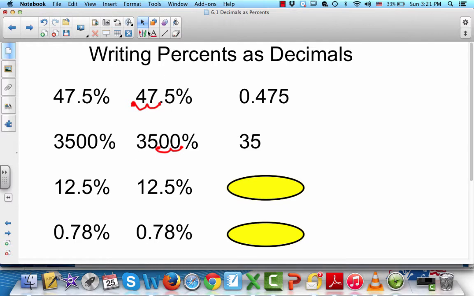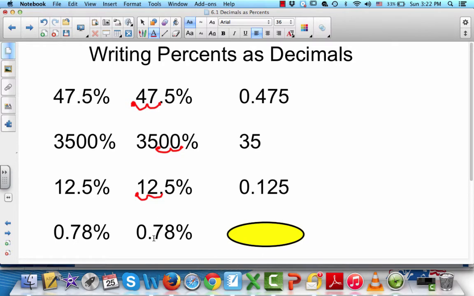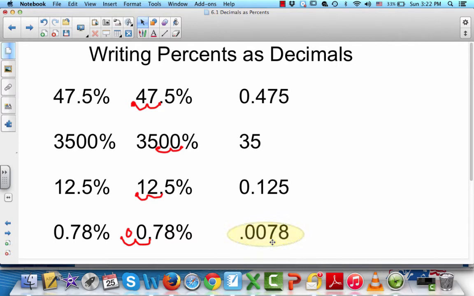All right, now the next one down here is 12.5%. We're going to be moving away from the percent sign 2 decimal places. And our answer is 0.125. And our last one down here, we've got 0.78%. So we're going to be moving the decimal 2 places away from the percent sign. We'll fill in that 0 right there, and our answer is going to be 0.0078.